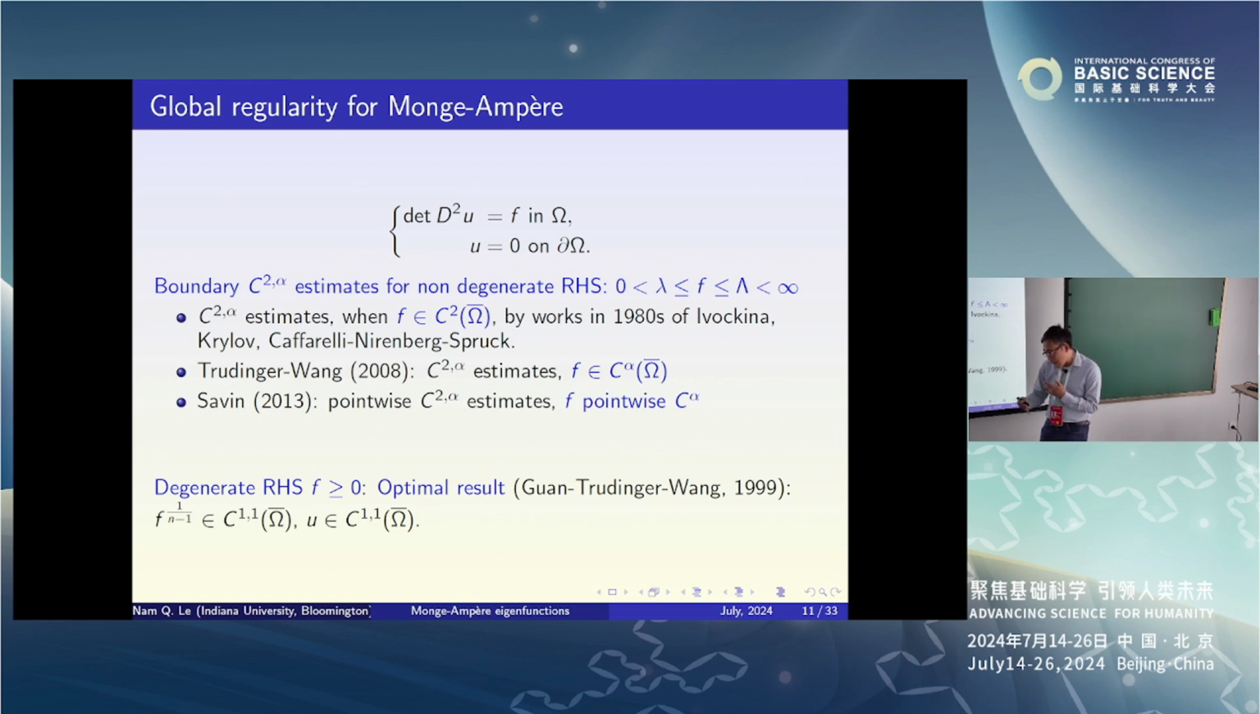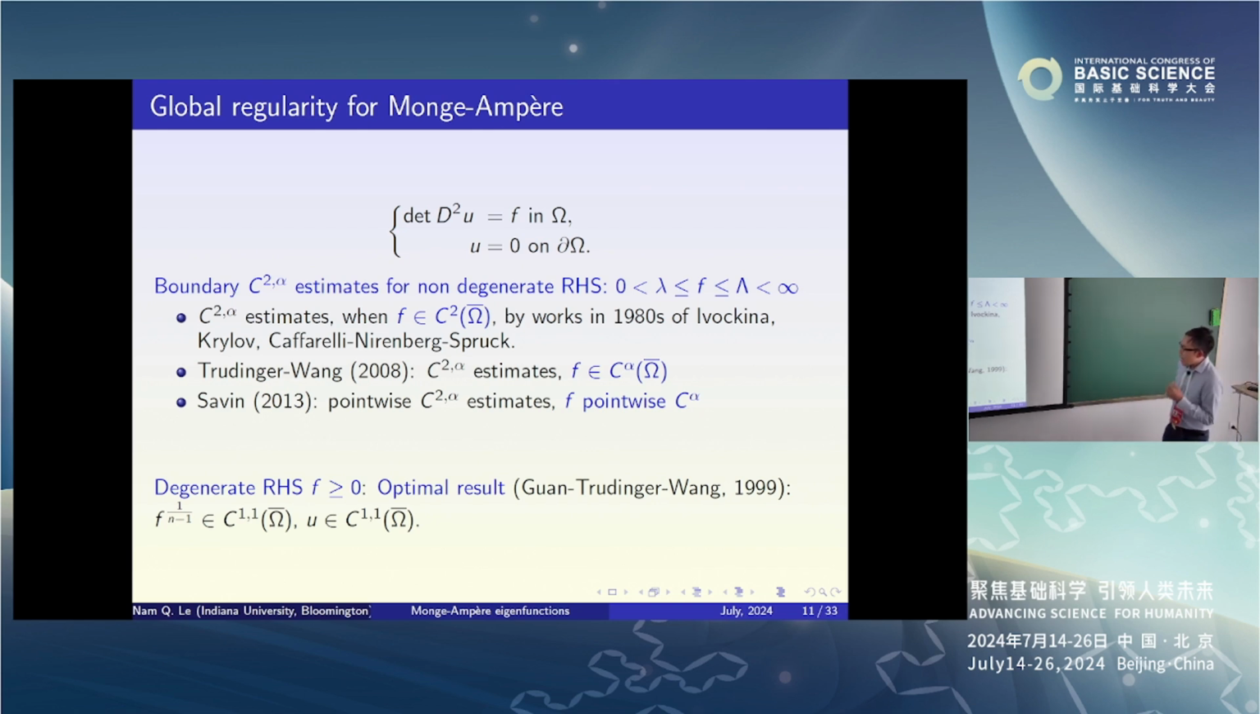Pointwise C alpha allows you to do the Taylor expansion around one point. If you can do the Taylor expansion of F around one point on the boundary, then you can do the Taylor expansion for the solution around that point up to second order. That's the meaning of this pointwise estimate. I will give you a more precise definition of the pointwise C2 alpha later on, but this result here says you don't need the global C alpha of F to get some kind of C2 alpha estimate for the solution.